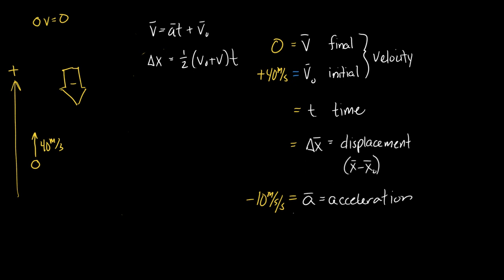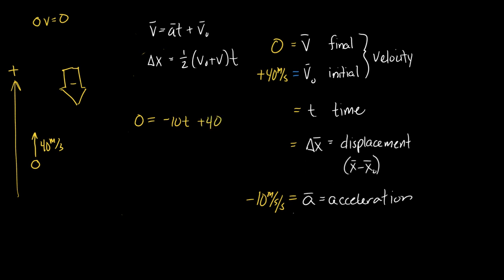Now, when I look across this, I'm going to notice that I have enough information to find the time. I think that's probably where I'm going to go first. I can't find the height directly, but I can find the time directly. You guys see that? So I want to do that first. That's not going to be too hard. 0 equals negative 10t plus 40.